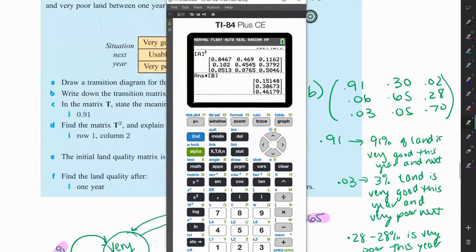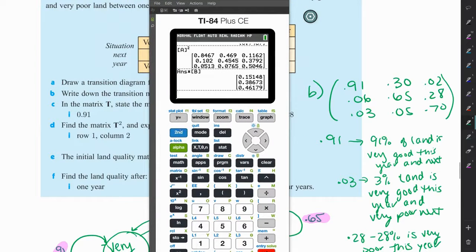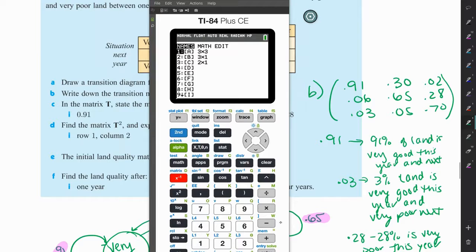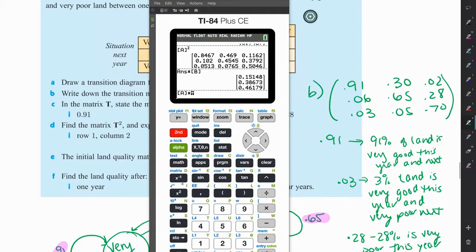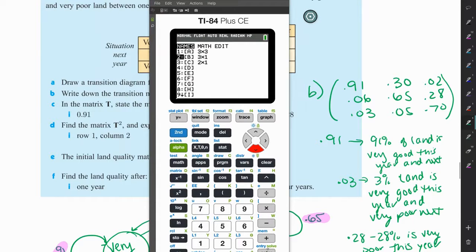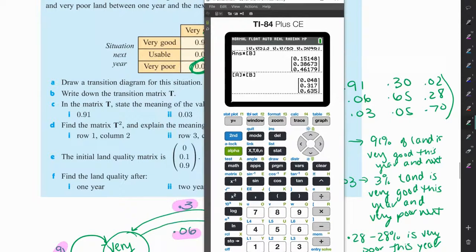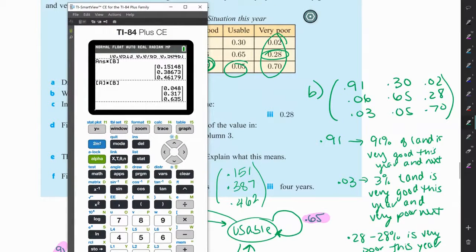They also wanted 1 year. So for 1 year, we're just going to do A times B. So after 1 year, it's 0.048, 0.317, 0.635. And then if I need after 4 years, I can do my matrix A, raise it to the power of 4, and then multiply that by my matrix B.